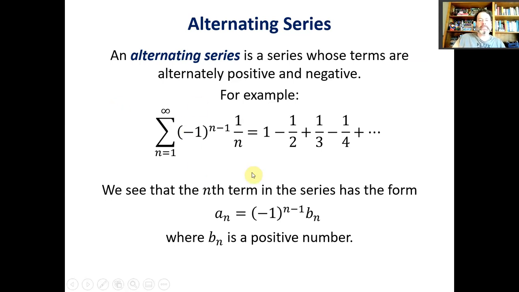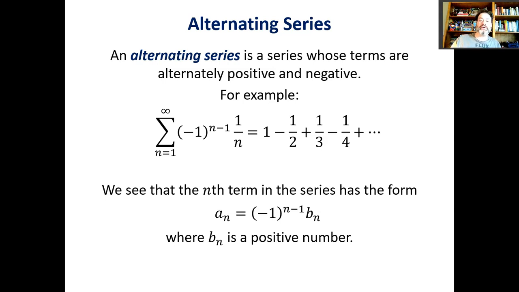And we want to notice that the nth term in the series has the form a_n equals negative 1 to the n minus 1 times b_n. So b_n has to be positive. So the relationship between the a_n series and the b_n series is that essentially the b_n series is just the absolute value of the a_n series. So we're sort of ignoring the fact that these things could be negative. And so there's a good reason why we have to look at stuff that way, and that's really what this section is about.